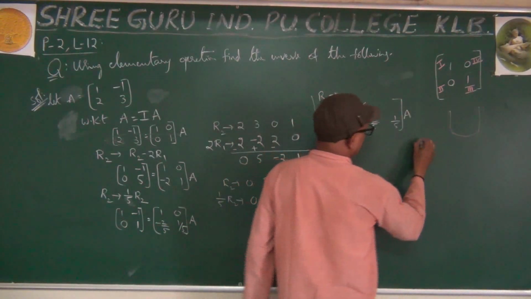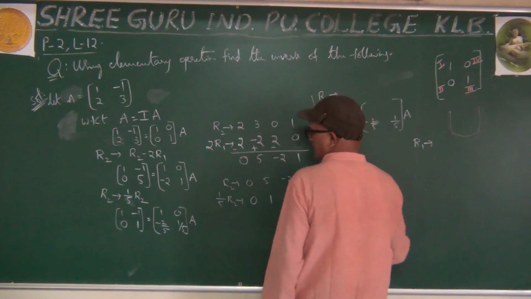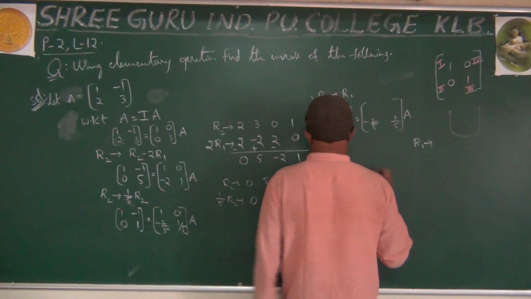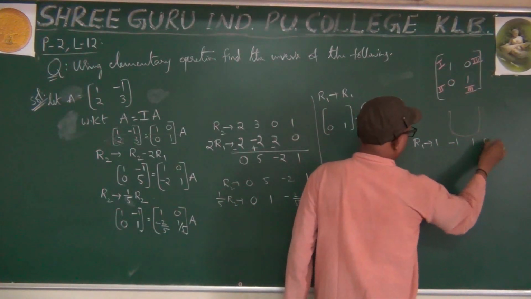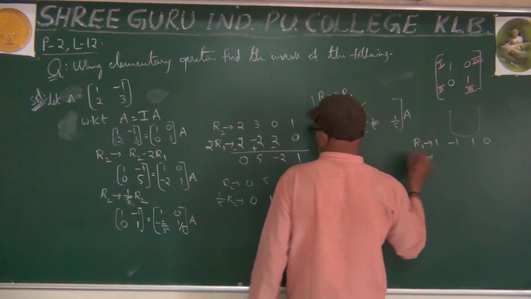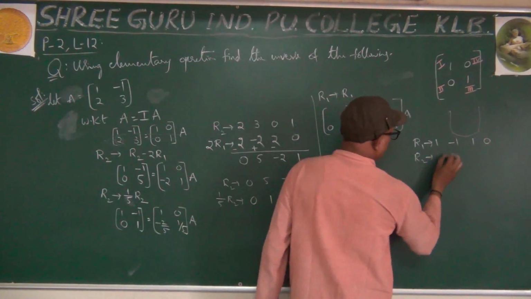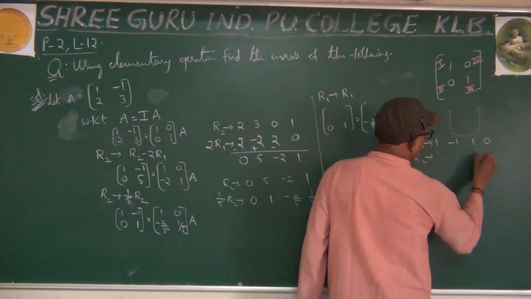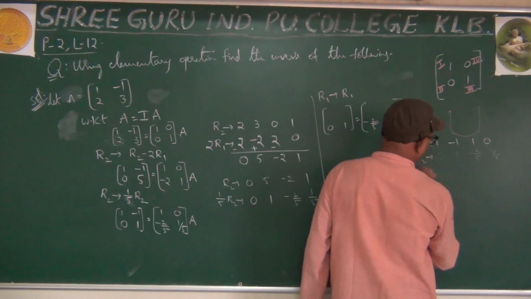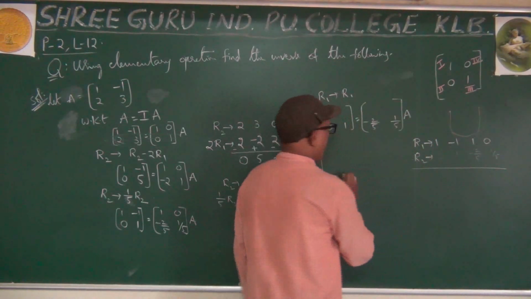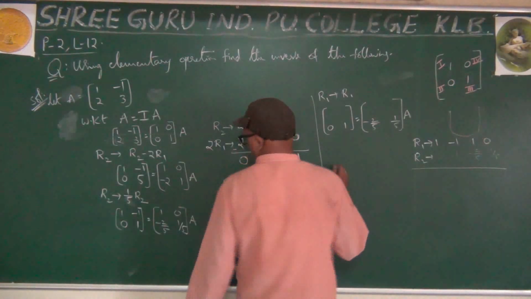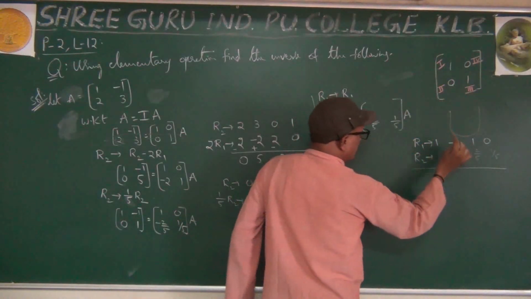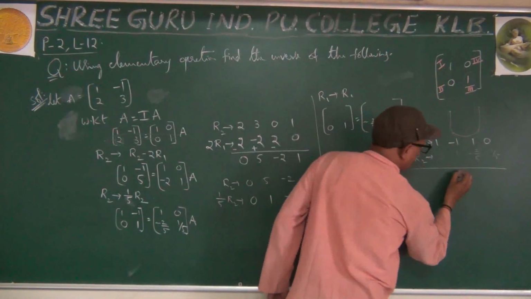How are we changing the first row? What are the elements in the first row? 1, minus 1, 1, 0. What are the elements in the second row? 0, 1, minus 2 by 5, 1 by 5. Where we have minus 1, we want 0.